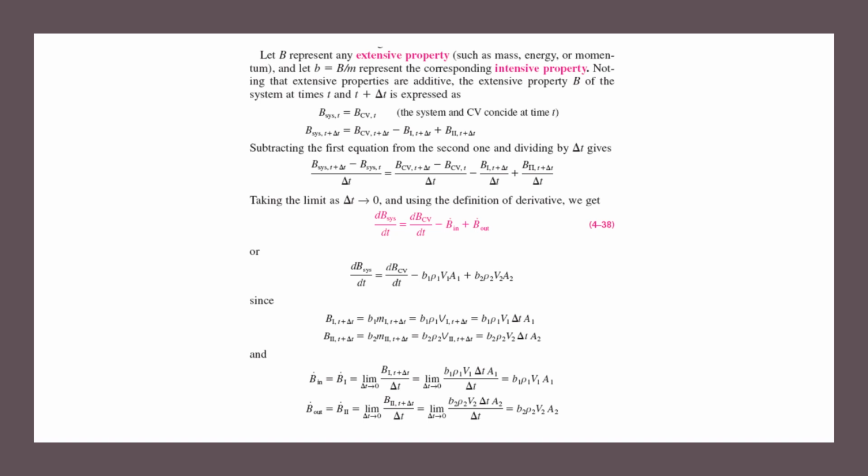Noting that extensive properties are additive, the extensive property B of the system at times t and t plus delta t is expressed as the equation below. From that, subtracting the first equation from the second one and dividing by delta t gives us the equation below. Taking the limit as delta t goes to 0 and using the definition of derivative, we get the equation given below.